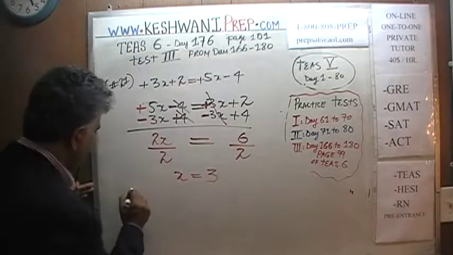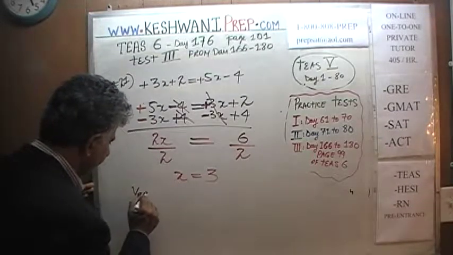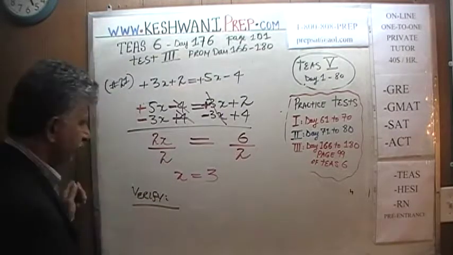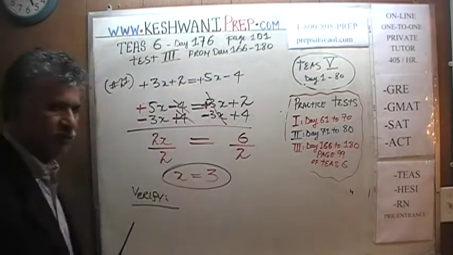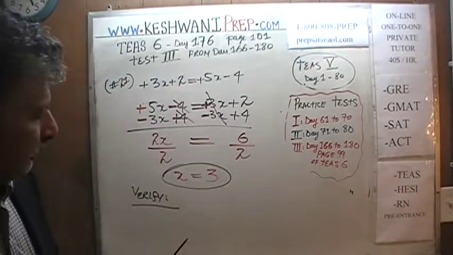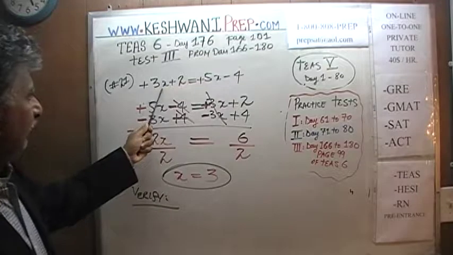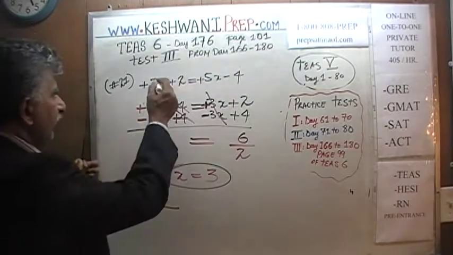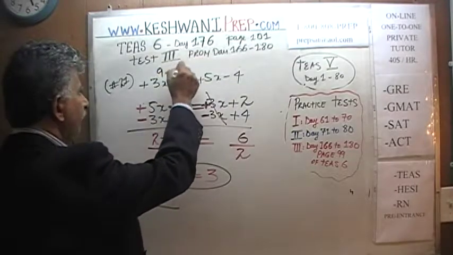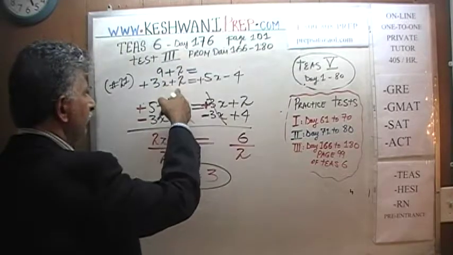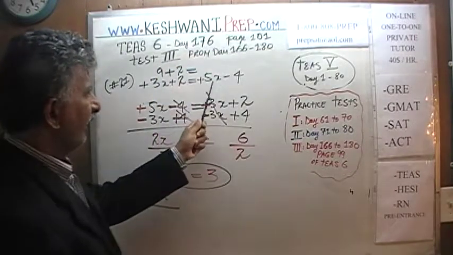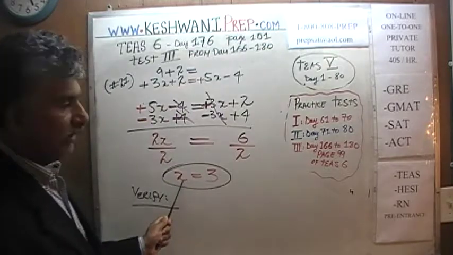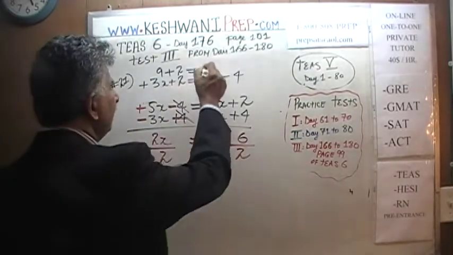You can verify it. Let's verify our answer. We're claiming that x equals 3, and we want to find out if our claim is correct. If x is equal to 3, 3 times 3 would be 9. We are claiming that 9 plus 2 is equal to 5 times x. X is 3. 5 times 3 is 15.